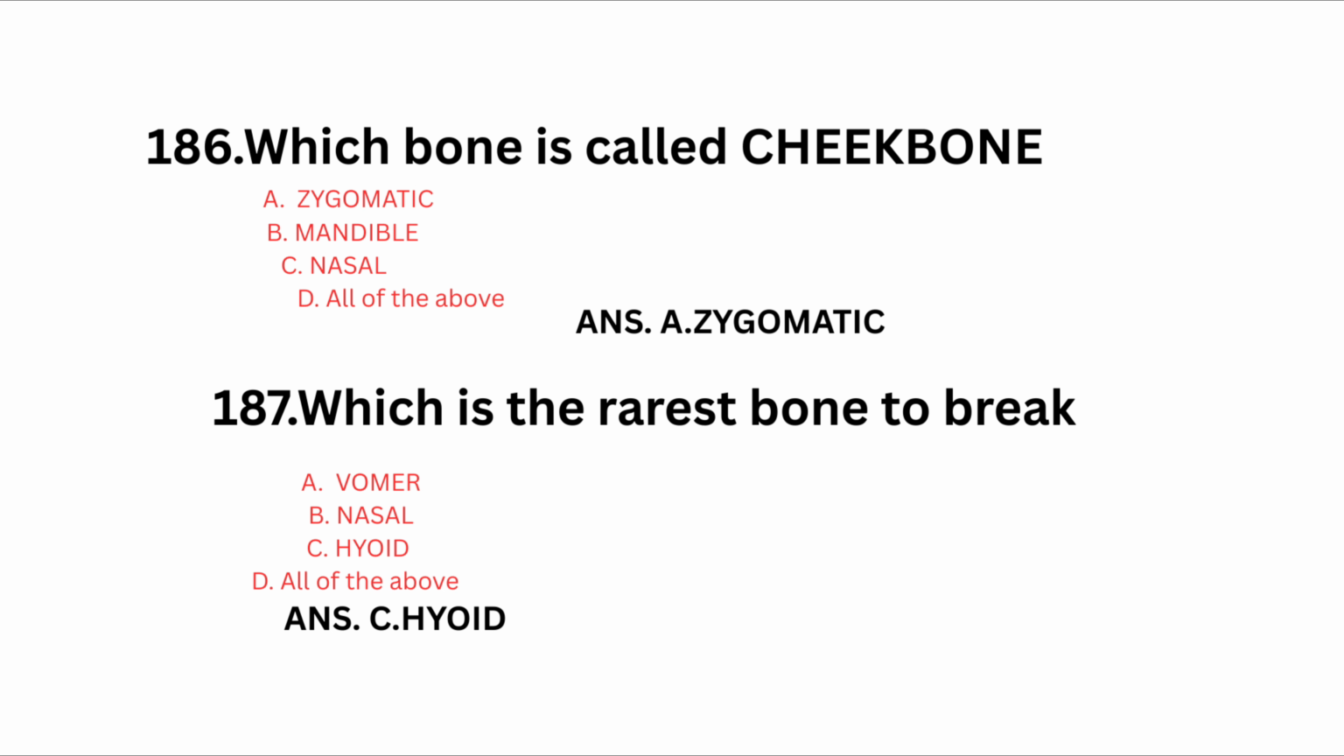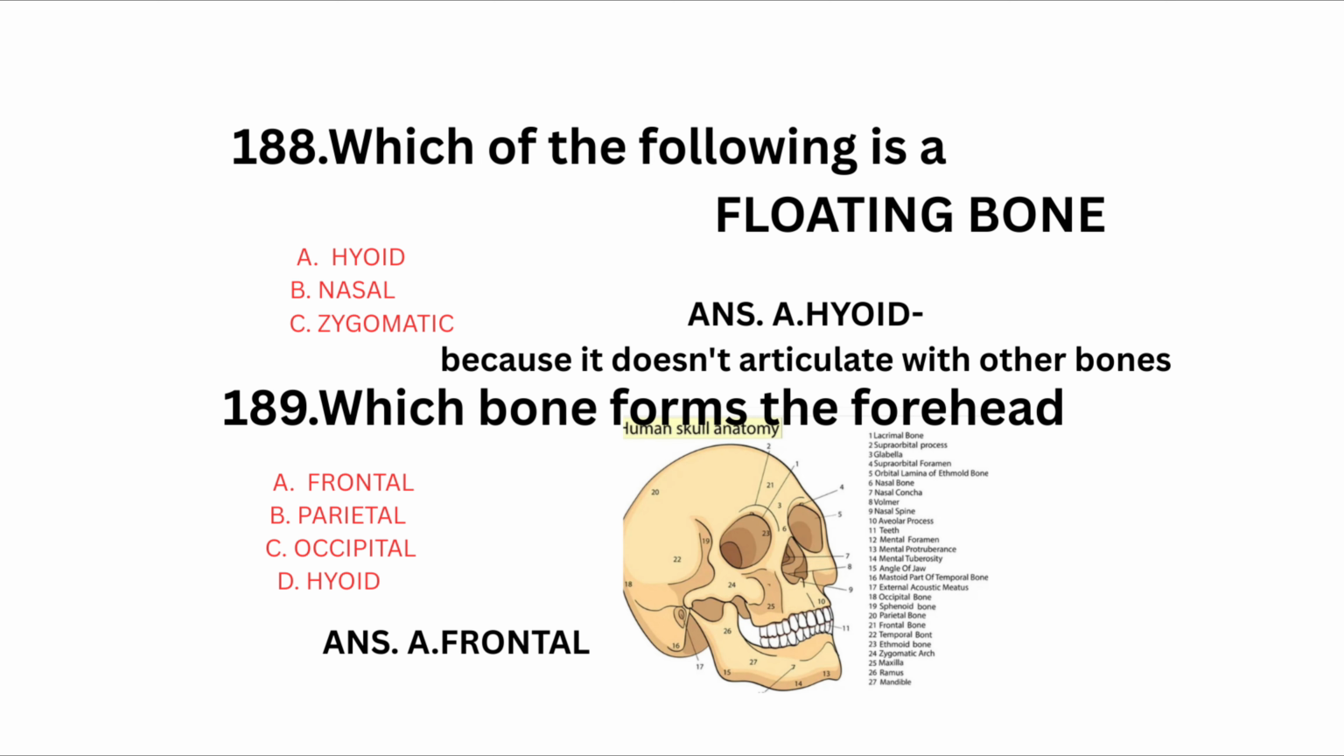186, which bone is called cheekbone? A zygomatic, B mandible, C nasal, D all of the above. Answer is A zygomatic bone, which forms the cheekbone. 187, which is the rarest bone to break? A vomer, B nasal, C hyoid, D all of the above. Answer is C hyoid, because it's not attached to another bone, that's why it's basically the rarest to break.